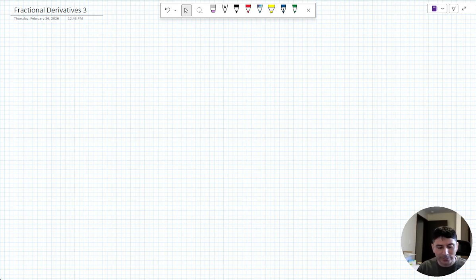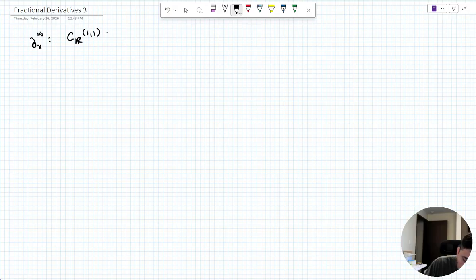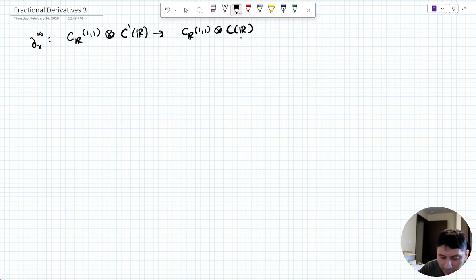Hello again. So let's continue the presentation of the fractional derivative, right? Remember, let us recall that the fractional derivative operator that we defined is defined on the Clifford algebra, 1, 1, tensor the differentiable functions on the real line. The image is going to be the Clifford algebra, 1, 1, tensor the differentiable functions on the real line. Okay, so having said that, we did the calculation for the particular.